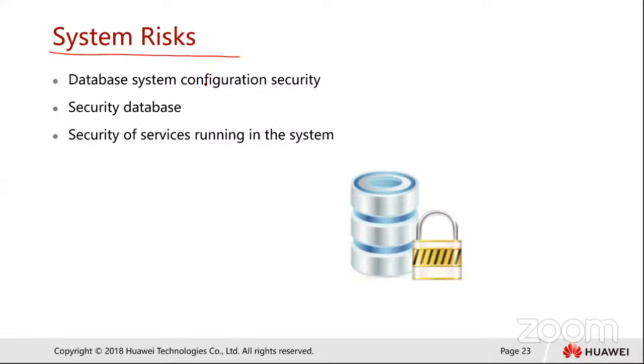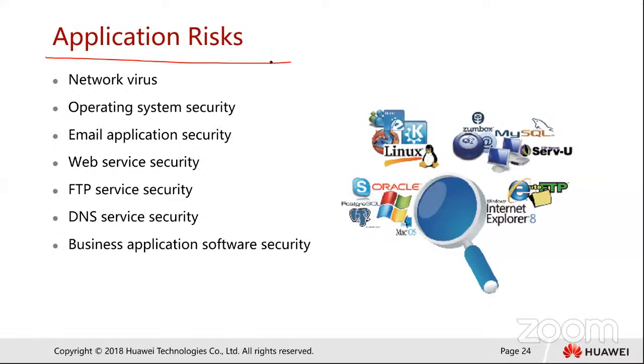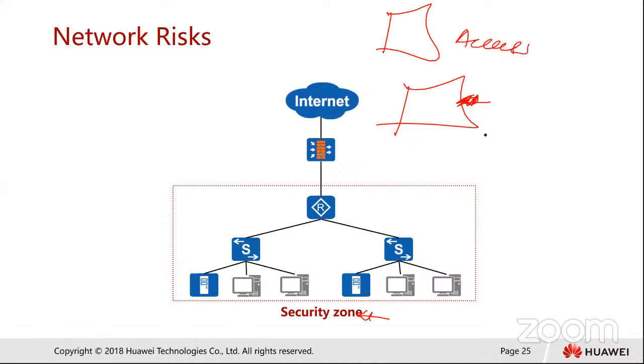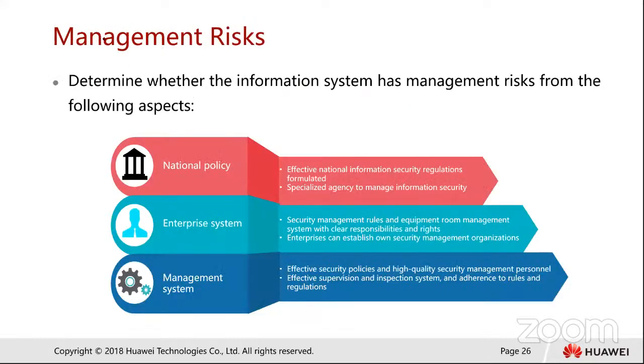With system risks, you talked about most of them, but you're looking at different configurations like your security database, the database system configuration, security of services running on the system, the patches, and so on. When it comes to application risks, this is where you look at network virus risks, operating system security, email application risks, the web service, FTP service, the domain name service, and so on. We all looked at those things. When it comes to network risks, usually your server room will be in a more secure zone, with devices you want to restrict access to in a more secure zone as compared to the office zone or the access layer of the different individuals, which will be in a less secure zone.